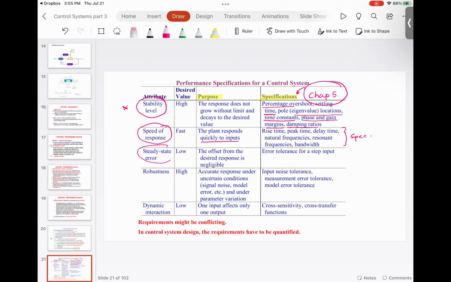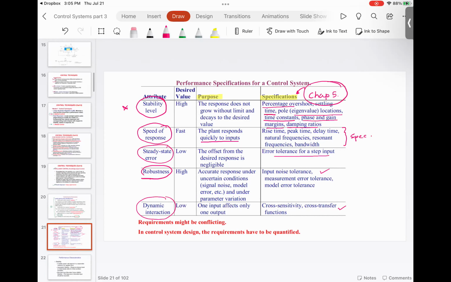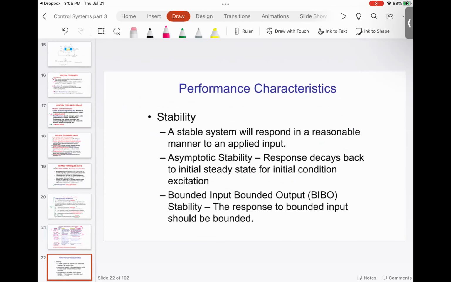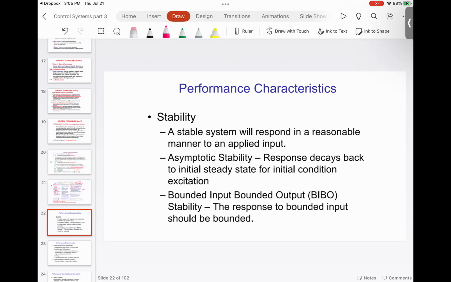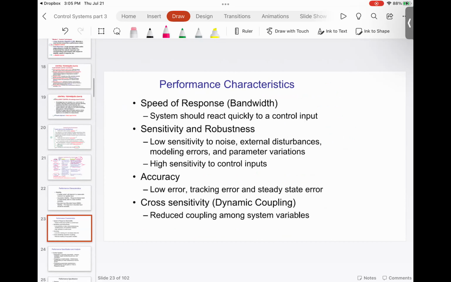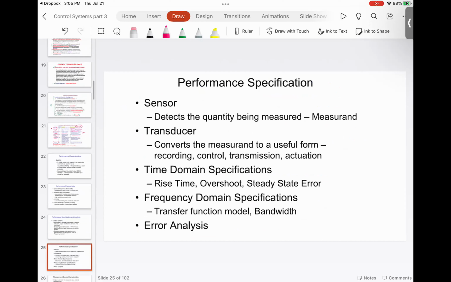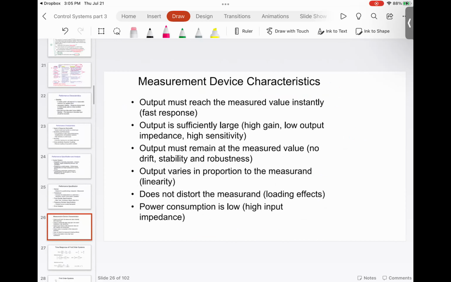Steady state error needs to be low, and error tolerance for the step input is the indication of the steady state error. Robustness: input noise tolerance, dynamic interaction, cross sensitivity, and cross transfer function. And these are the discussions of different performance characteristics. And this actually is the review of chapter 5.